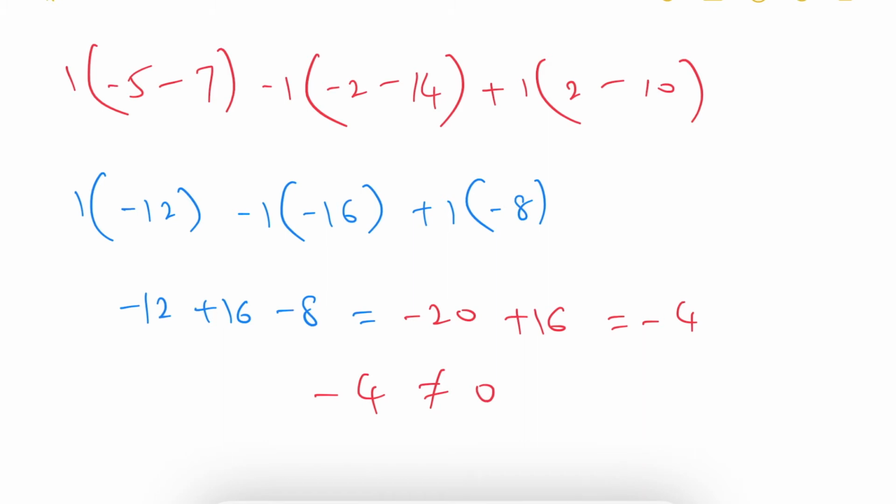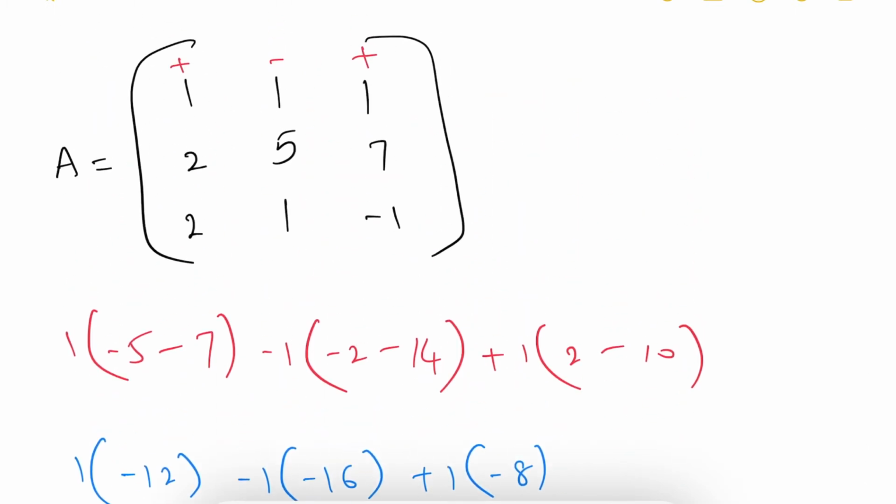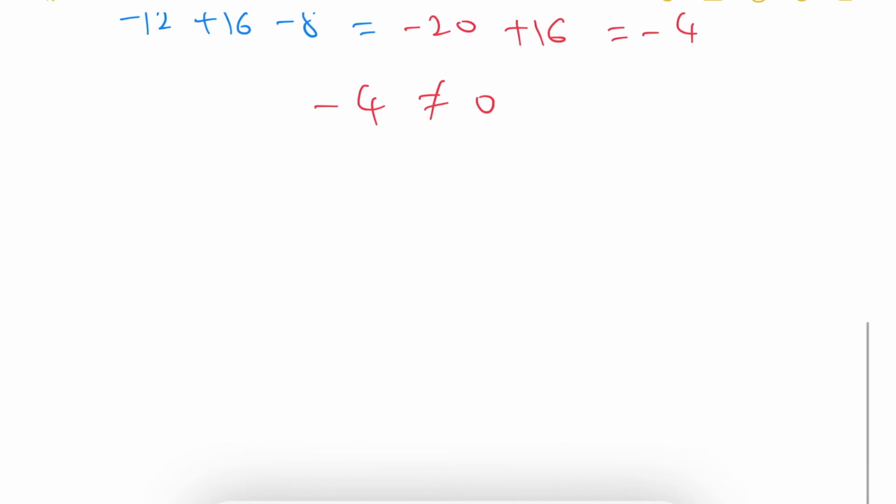So here the determinant is not equal to 0, then the rank of this matrix will be equal to the number of rows. So this is a 3 by 3 matrix, so rank will be equal to 3. Rank of the matrix A is 3.